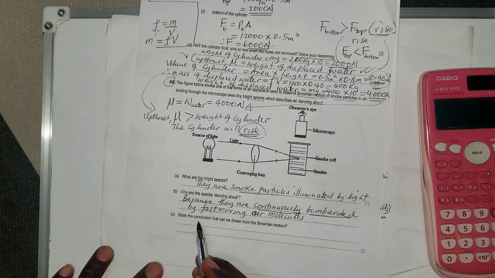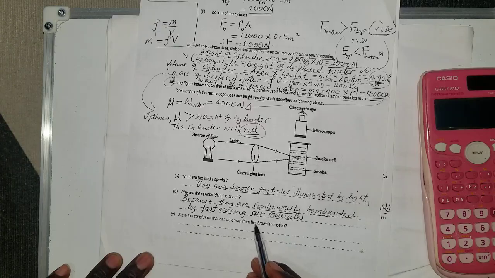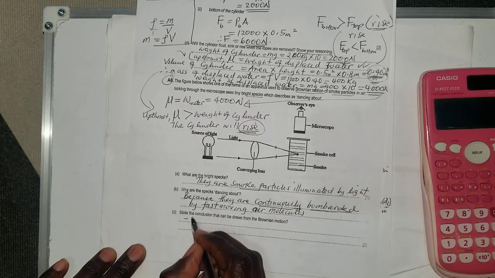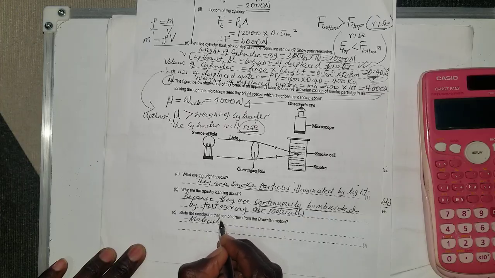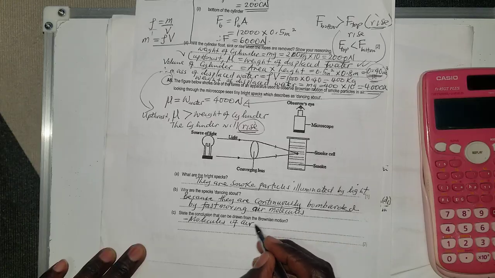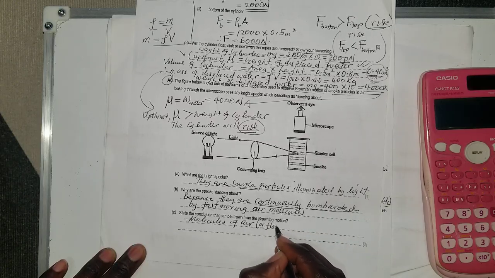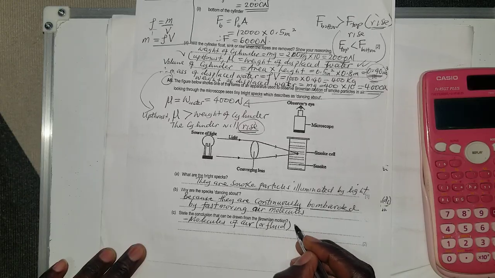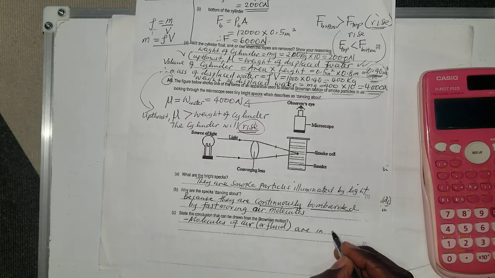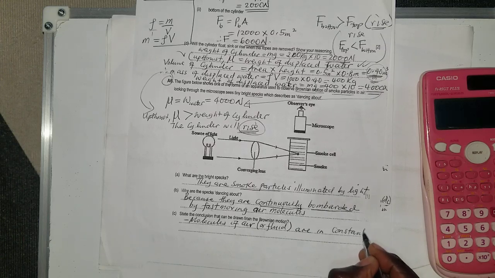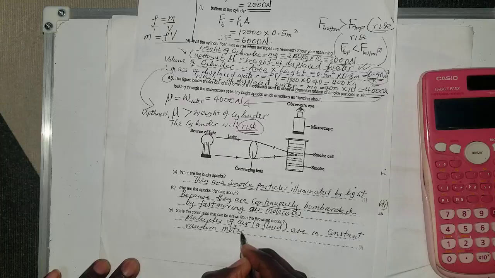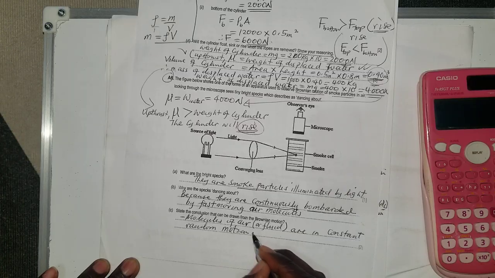So it says, state the conclusion that can be drawn from the Brownian motion. So what conclusion can we make there? So the conclusion is that we can simply say that molecules of air or liquid, or if you want, you could have said molecules of a fluid. A fluid can be either a gas or a liquid. So molecules of air are in constant random motion.